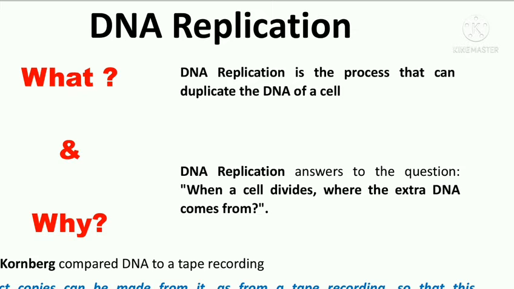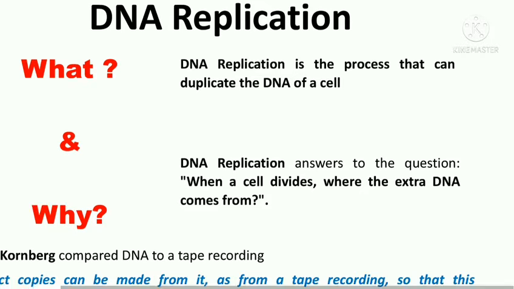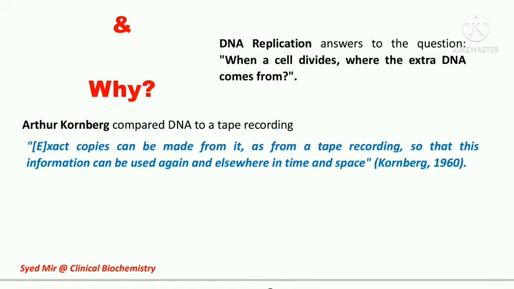There is machinery inside the cell. That machinery is utilized to duplicate this genetic material so it can be distributed in the daughter cells. Arthur Kornberg compared DNA to a tape recording. That means exact copies can be made from it, as from a tape recording, so that this information can be used again and elsewhere in time and space.